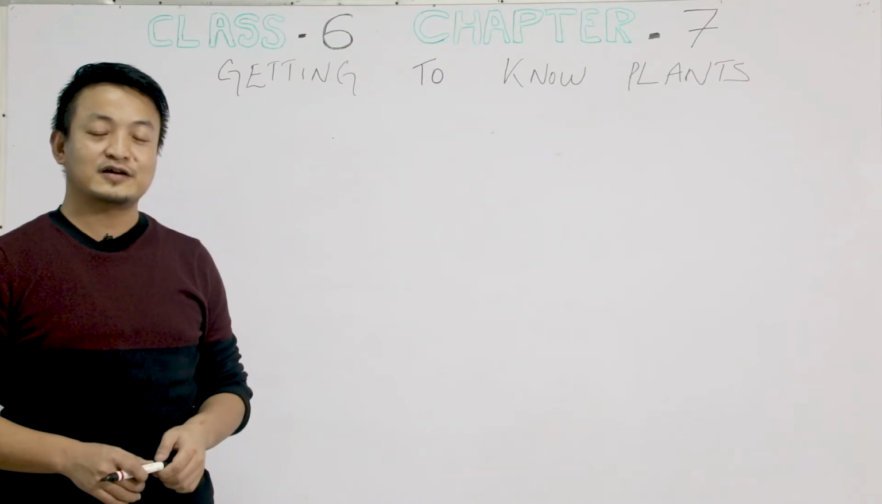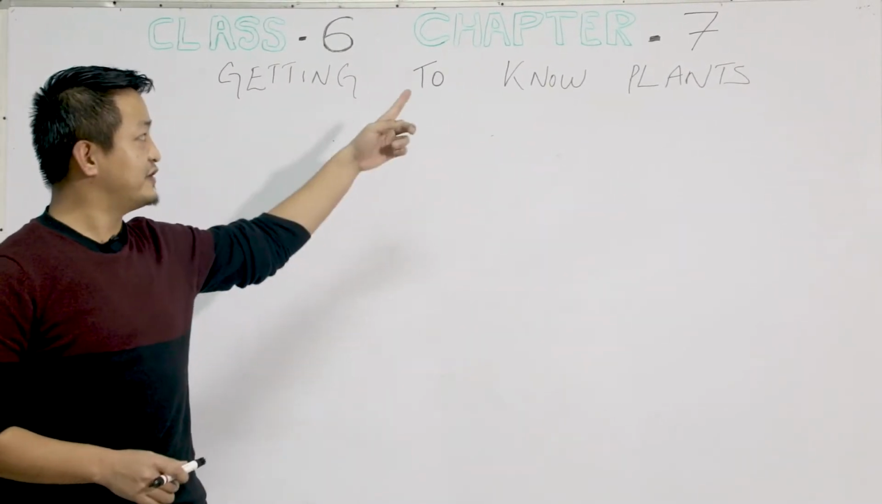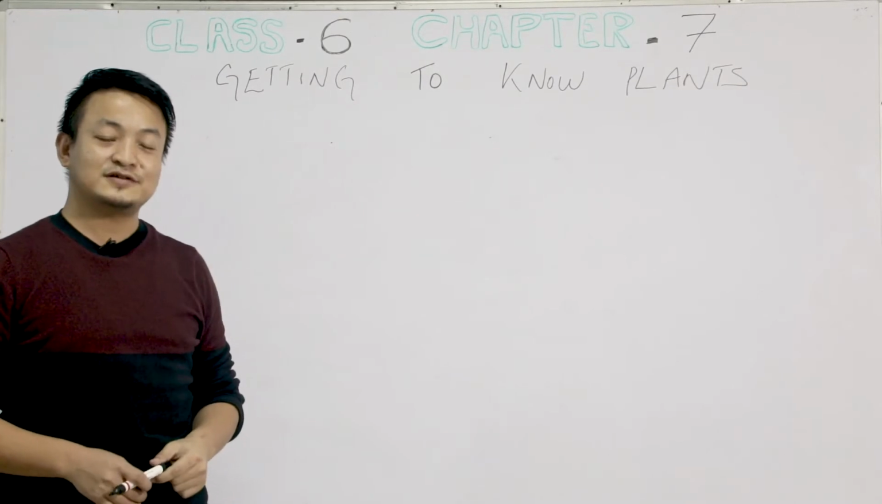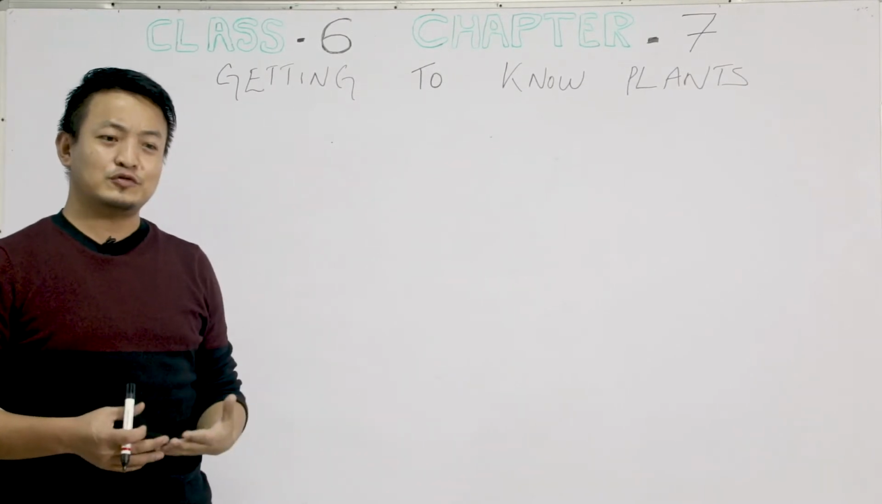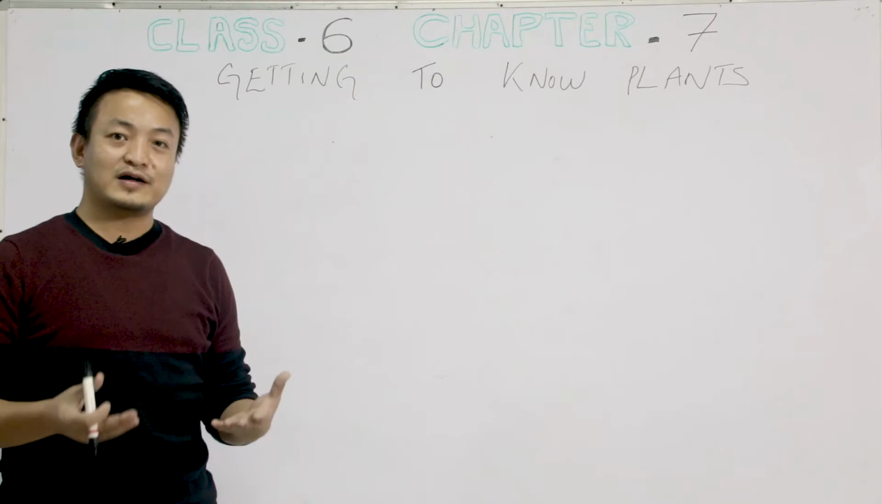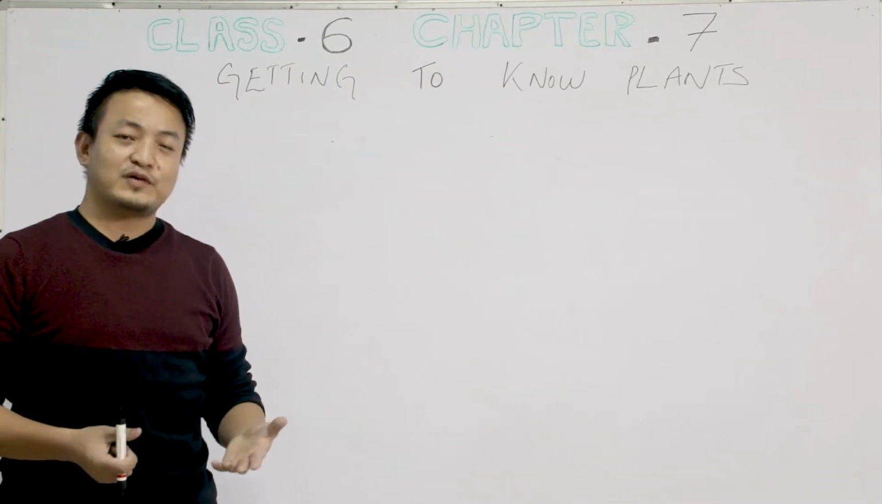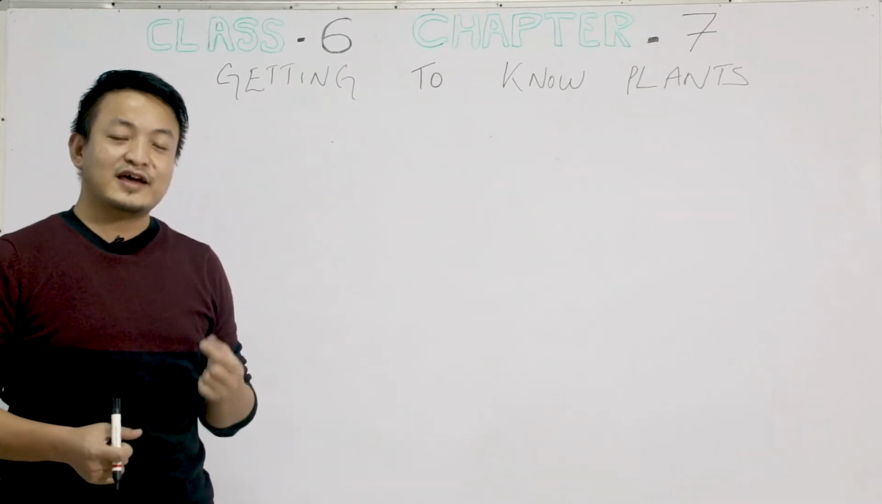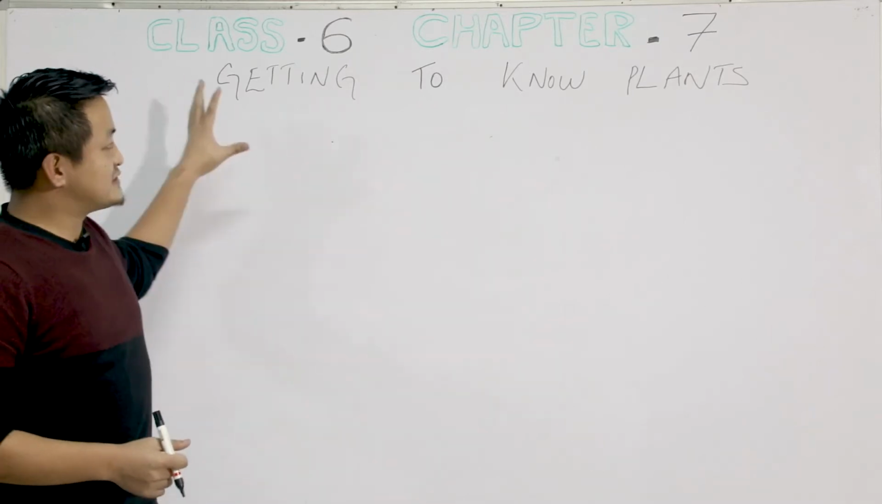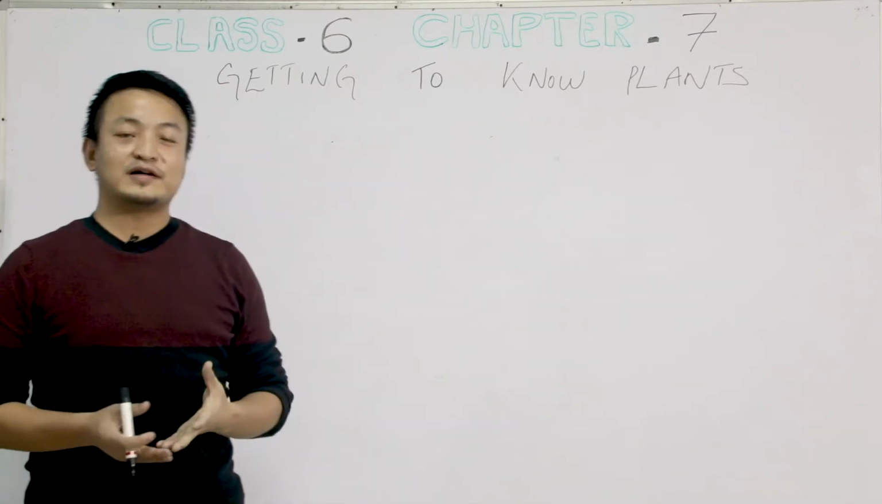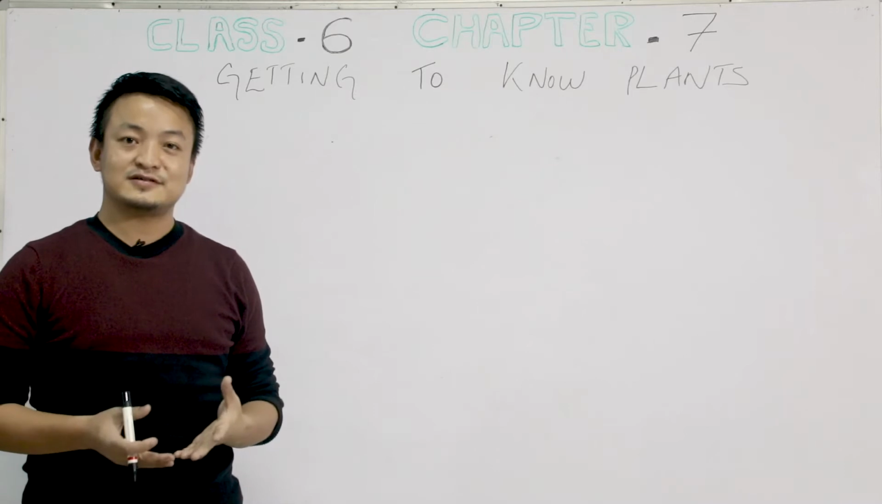And today we are going to start a new chapter, that is chapter 7, Getting to Know Plants. Okay, so let's get to know more details about the plants, about how many types of plants there are, and let's study every detail, okay? So first, how many types of plants do you think exist?